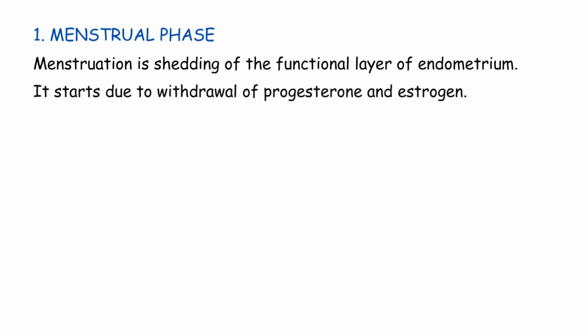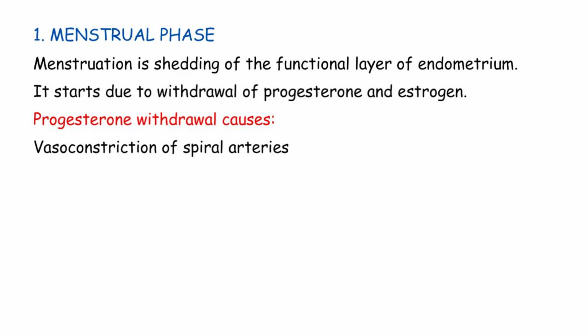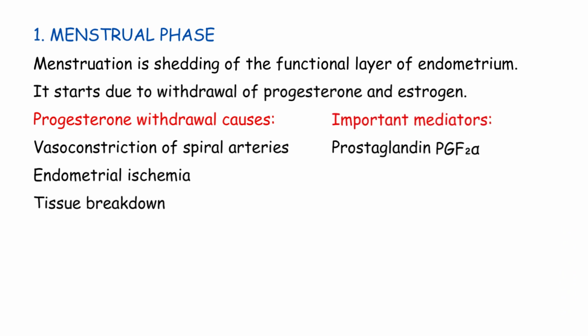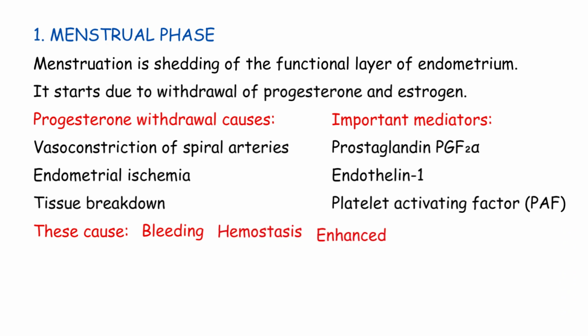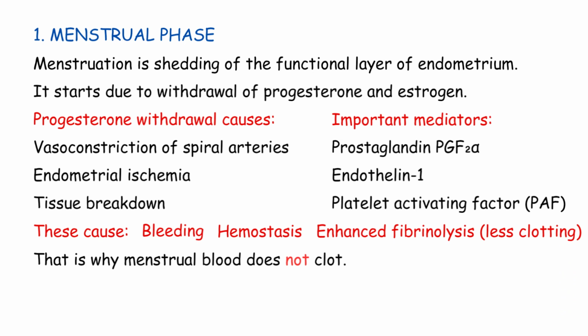Mechanism: progesterone withdrawal causes vasoconstriction of spiral arteries, endometrial ischemia, and tissue breakdown. Important mediators: prostaglandin PGF2 alpha, endothelin-1, platelet activating factor PAF. These cause bleeding, hemostasis, enhanced fibrinolysis, and less clotting. That is why menstrual blood does not clot. Menstruation lasts 5 to 6 days.